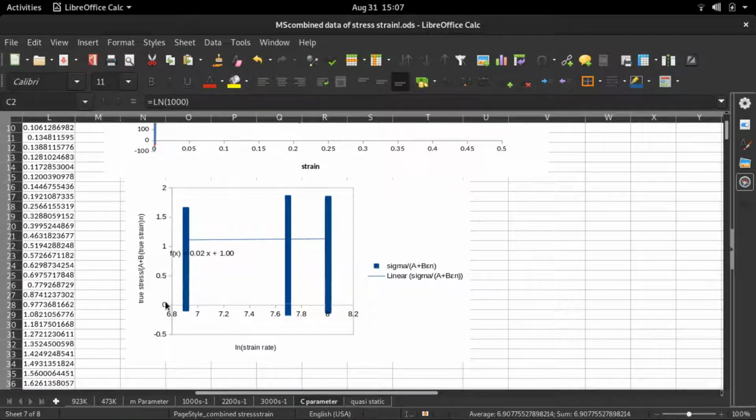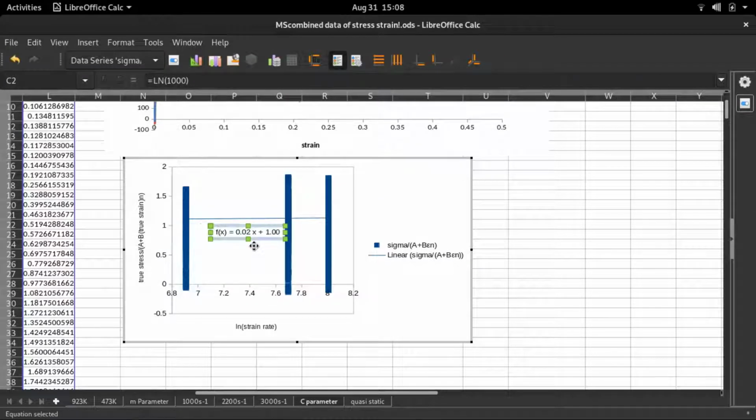Now we can use this step of the graph, that is true stress divided by sigma, sigma divided by A plus B epsilon to the power n. Actually I have not shown it properly because our main focus is how to make the graph, not how it will be shown in the report. If we are presenting in a report, we cannot write it like this. So this is ln of strain rate. We have three strain rates, 1000, 2200 and 3000. This is for 1000, this is for 2200, this is for 3000. Like that we find the data, and we can make the trend line of this data.